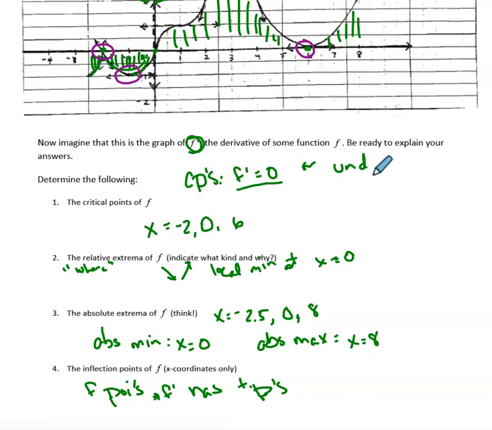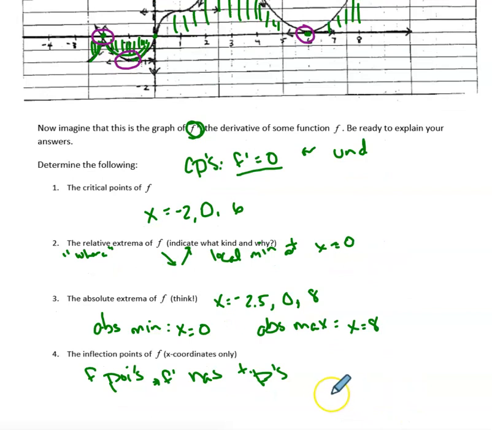So I have 4 points of inflection on f, and they're going to be located where x equals, let's see, -2, at -1, at 3, and at 6.